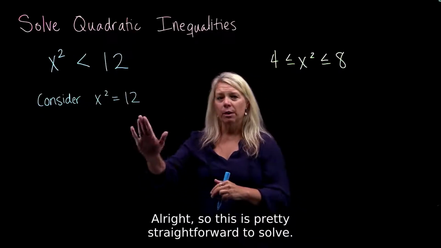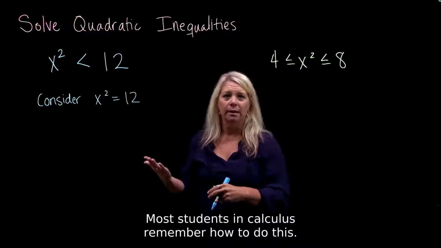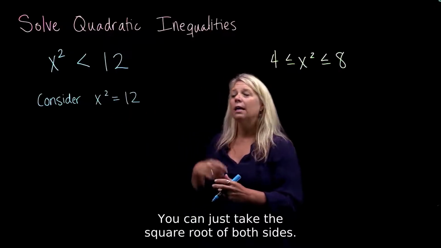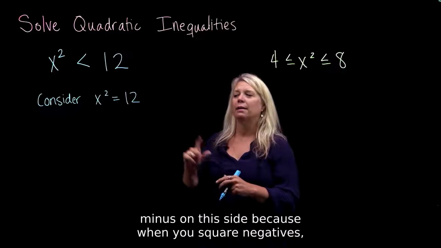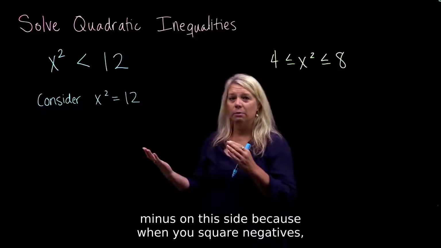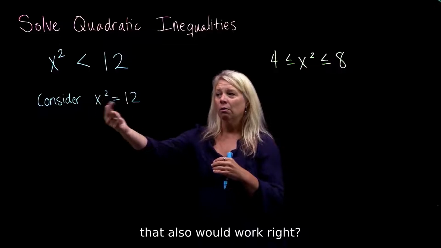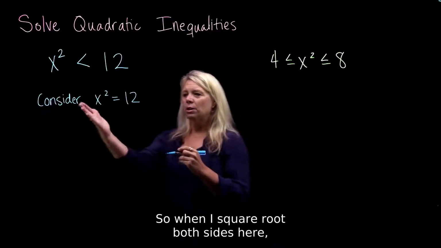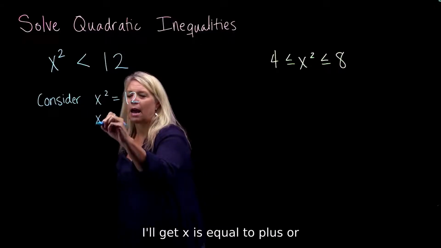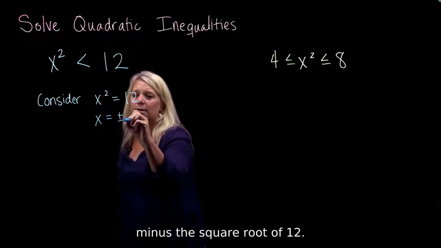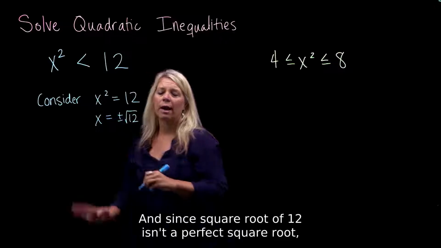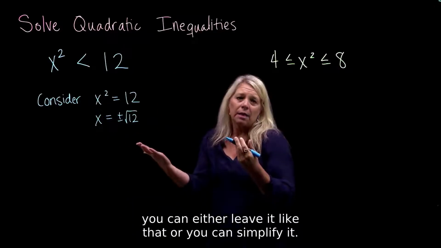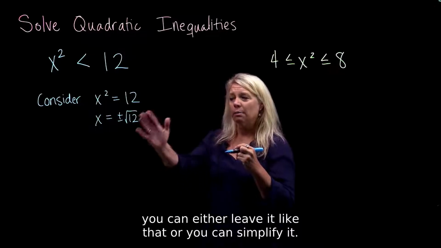All right, so this is pretty straightforward to solve. Most students in calculus remember how to do this. You can just take the square root of both sides. You do have to remember some plus or minus on this side, because when you square negatives, that also would work, right? So when I square negative numbers, I can get a positive also. So when I square root both sides here, I'll get x is equal to plus or minus the square root of 12. And since the square root of 12 isn't a perfect square root, you can either leave it like that or you can simplify it.